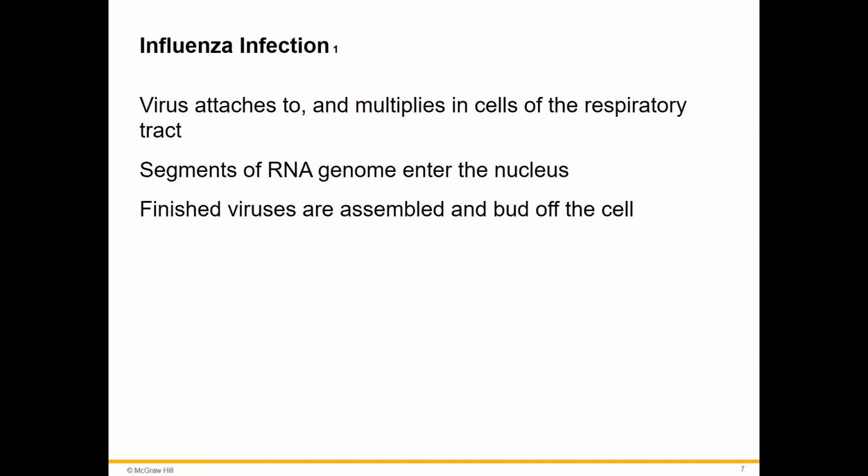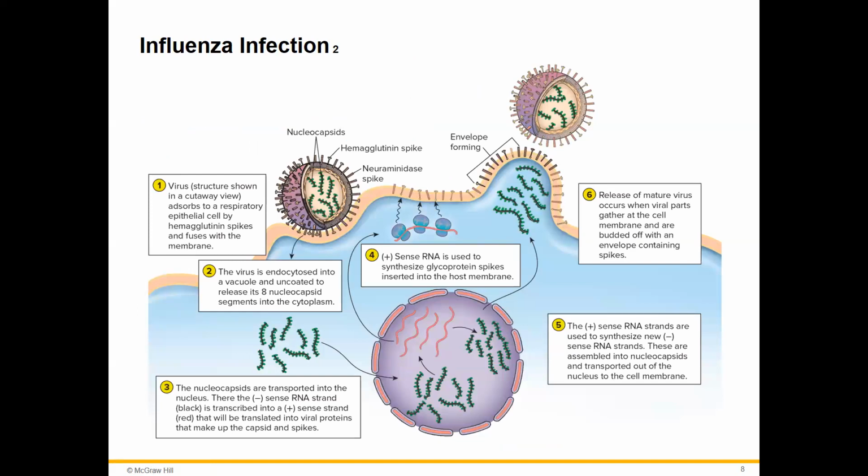With influenza, the virus likes to multiply in the respiratory tract. It has RNA as its genome. It does enter into the nucleus, and then the viruses will bud off the cell once they're done. So we can see here, it's going to be moving into the nucleus, going to the nucleocapsid. It has negative sense RNA, so it has to be translated into positive sense RNA. So that's why it goes all the way into the nucleus to do so.